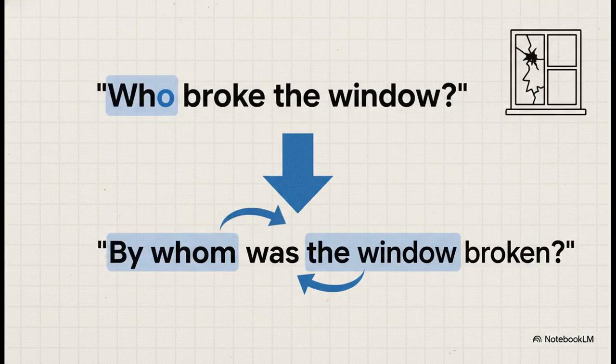So let's put it all together now. Who broke the window becomes by whom was the window broken? See how that works? Who turned into by whom, and the rest of the sentence just followed our normal question rule, with the helping verb was coming right before the new subject, the window.